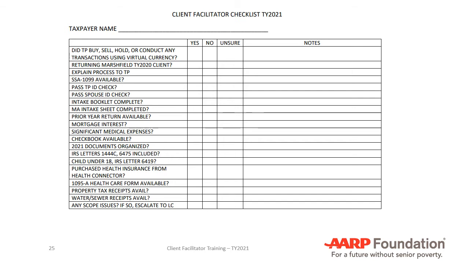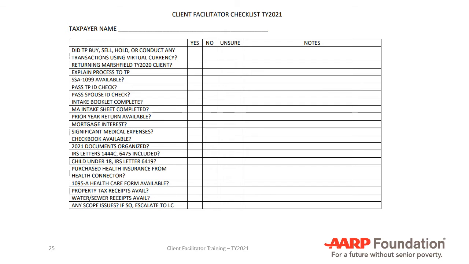We change it every year a little bit to coincide with some of the changes in the tax law. For instance, we have a question here at the very beginning. Did taxpayer buy, sell, hold, or conduct any transactions using virtual currency? That question is all important and needs to be asked of each and every taxpayer this year and probably from this year on. Virtual currency is a big thing now in the United States and around the world.